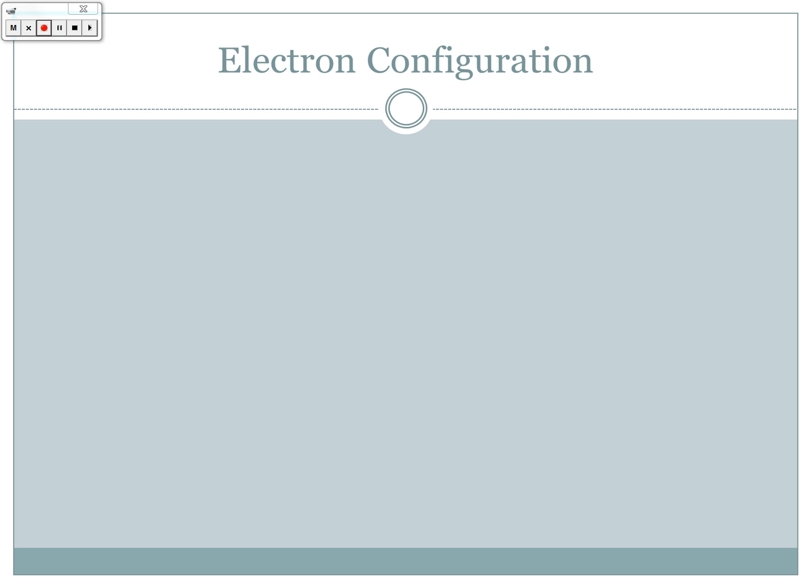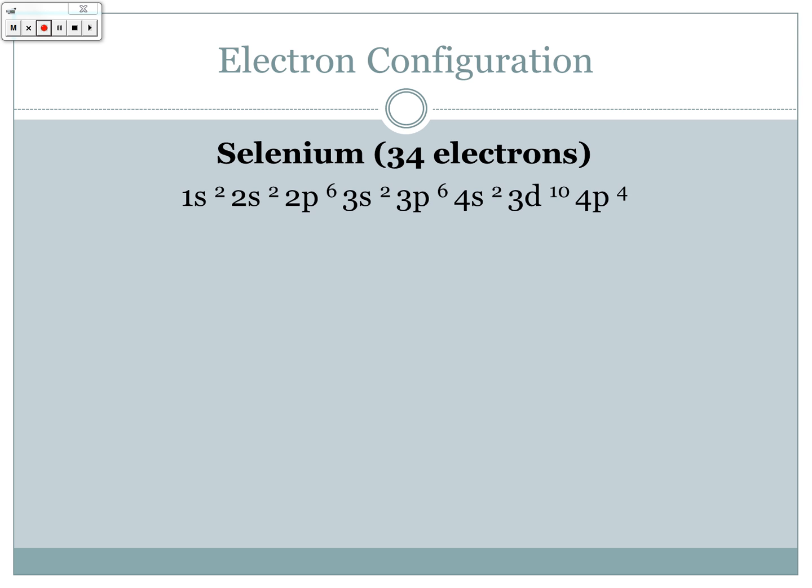So utilizing electron configuration, if we have selenium, it has 34 electrons. Its electron configuration is 1s2, 2s2, 2p6, 3s2, 3p6, 4s2, 3d10, and 4p4. I'd like you to take a minute and try to identify what the highest energy level of selenium is. Once you've done that, try to calculate the number of valence electrons. Pause the video and go ahead and do this.